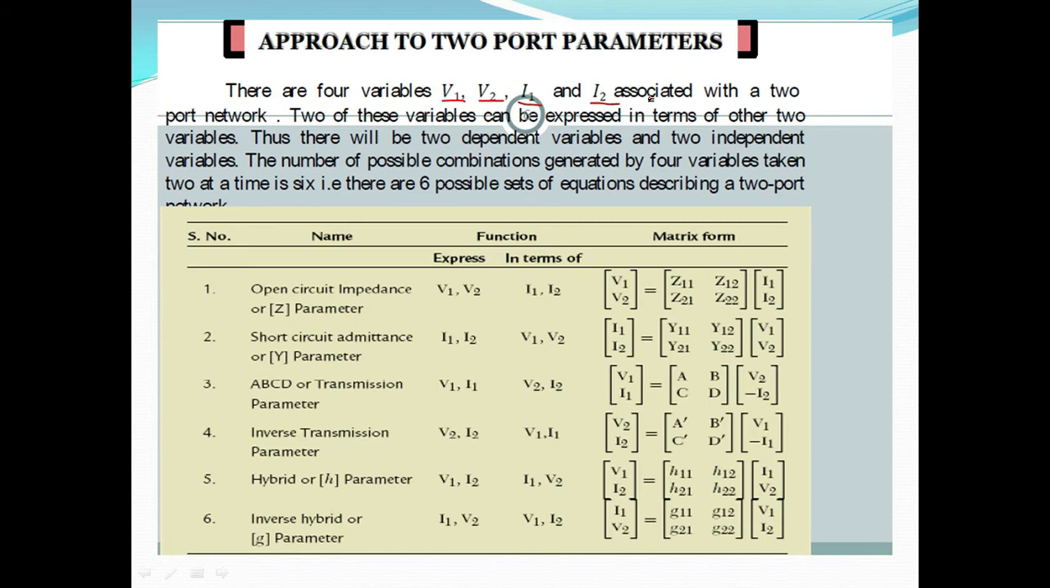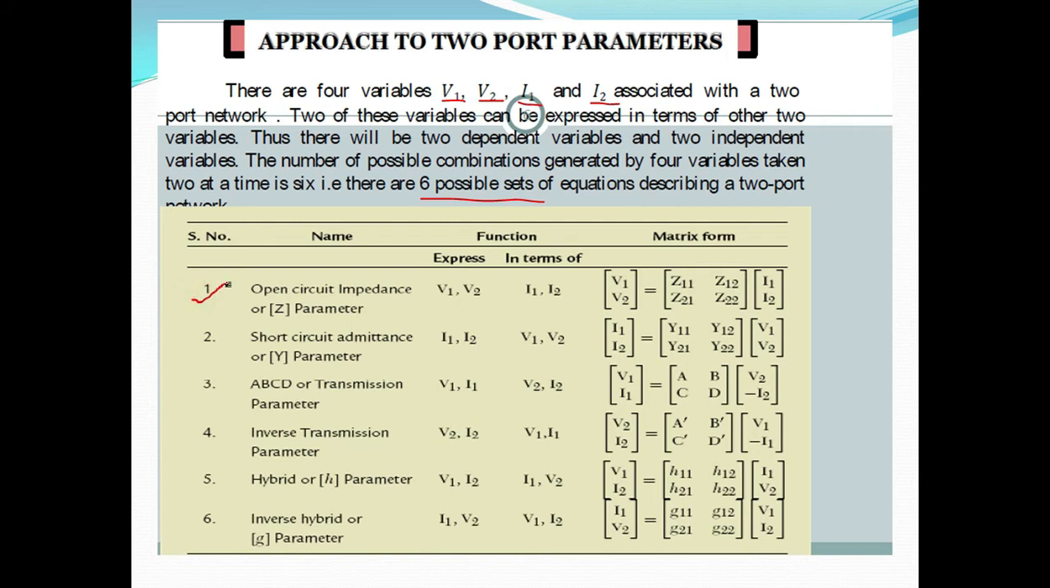Two of these variables can be expressed in terms of the other two variables. Thus there are two dependent variables and two independent variables. The number of possible combinations generated by the four variables taken two at a time is 6. So there are 6 possible sets of equations, and basically here there are 6 different parameters.